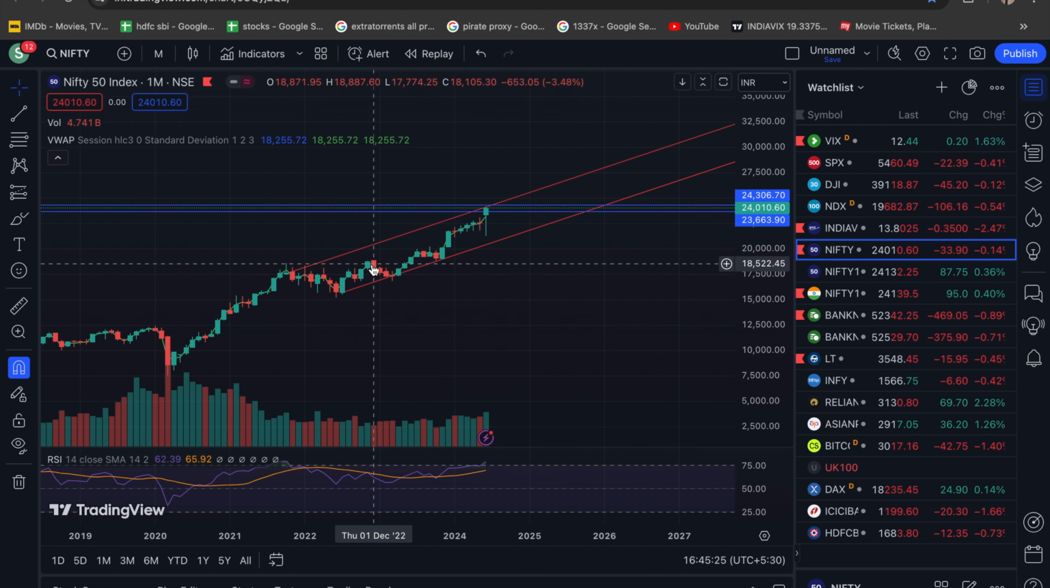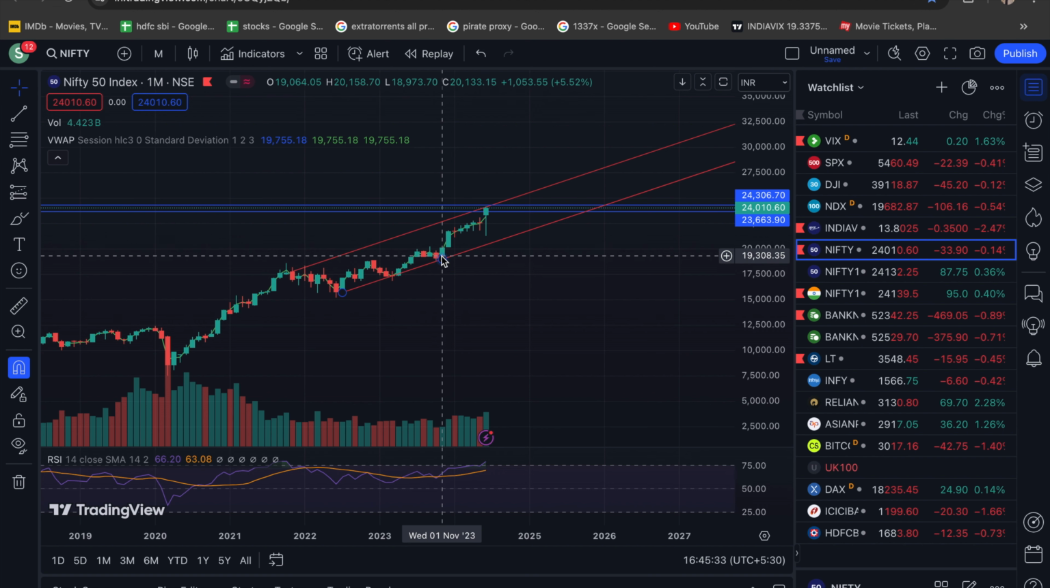Then the market made a new high in December 2022, then a low in February 2023, then again a high in July 2023, then again a low in November 2023, and then it started up again. So when it was making these zigzag lines, it was respecting this lower value.